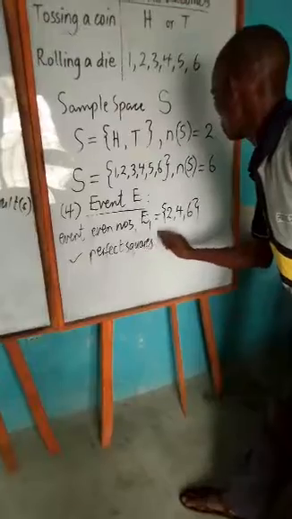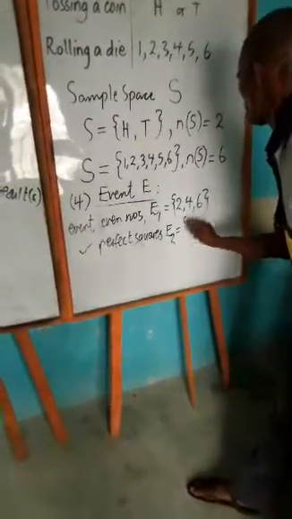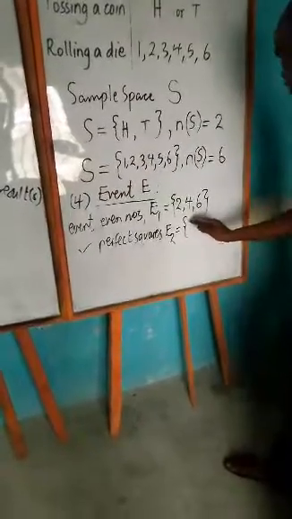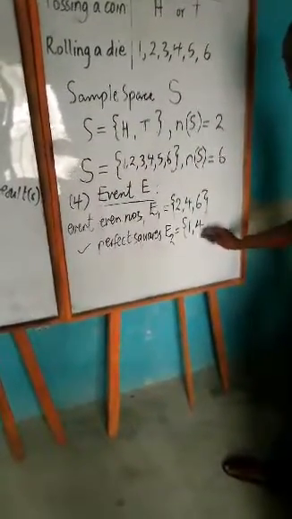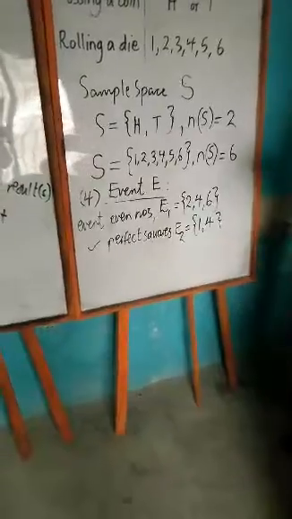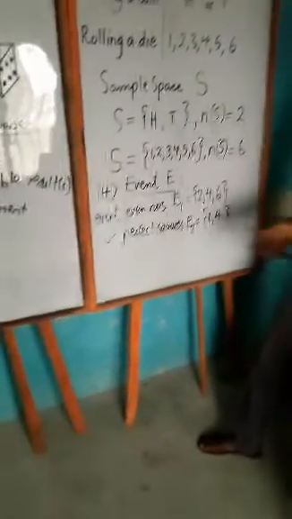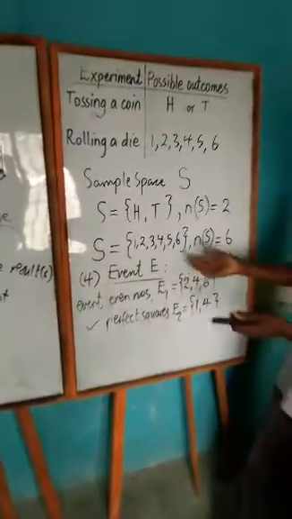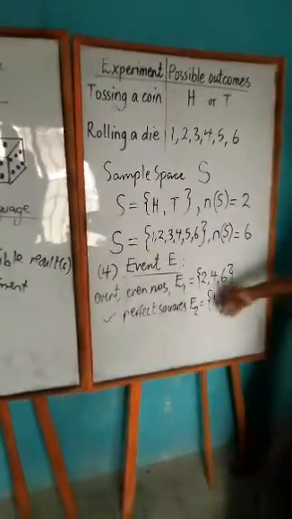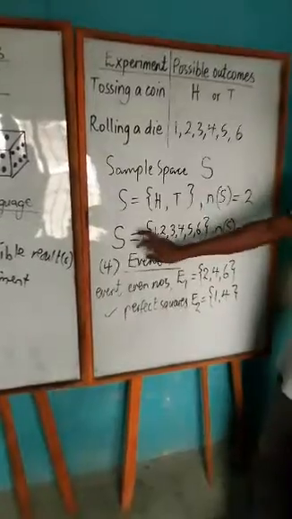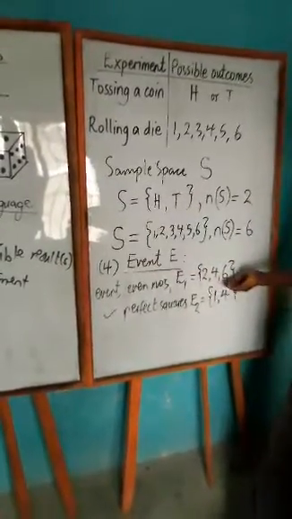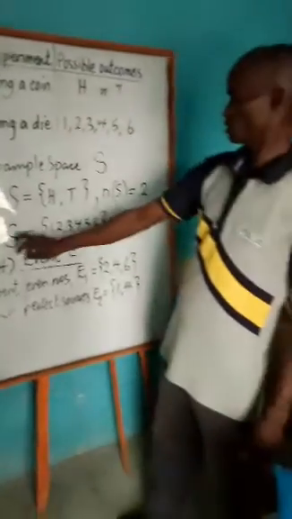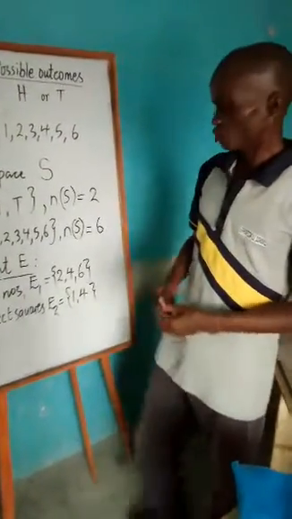Let me represent that with E2. Event E2. So the perfect squares in the sample space are 1 and 4. So in other words, an event is simply a part of the sample space, just a subset of the sample space. 2, 4, and 6 belong to the sample space. They are elements of the sample space. 1 and 4, they are elements inside the sample space.